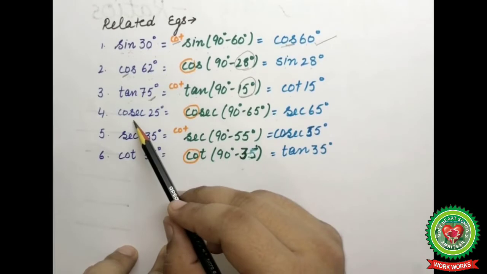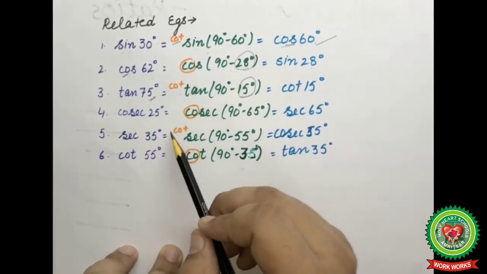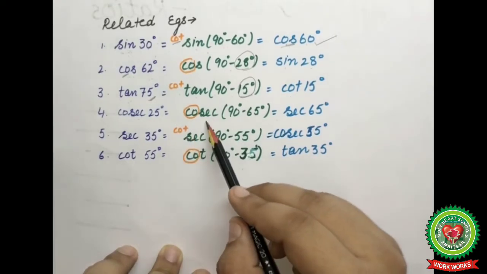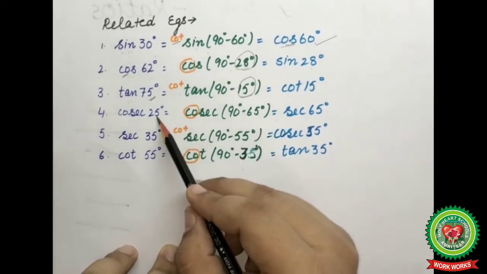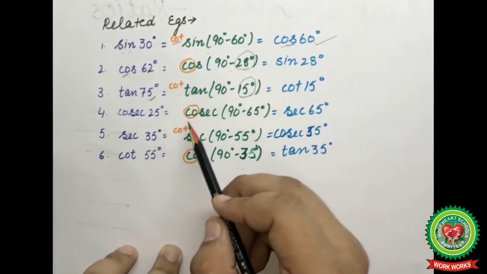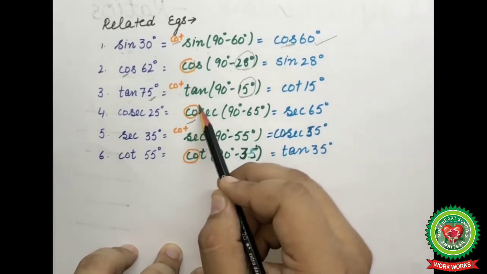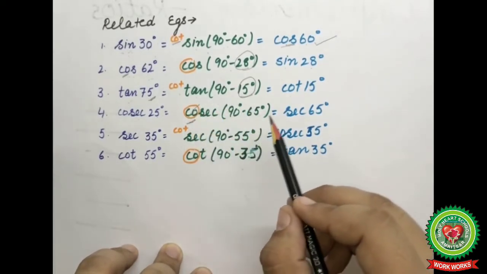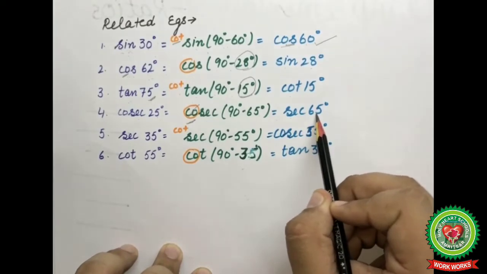The next example is of cosecant 25 degree, which will be equal to cosecant 90 degree minus 65 degree. That is the complement of 25. Now in this given T ratio, co-word is there. So we are going to remove this co-word. So we will be getting the answer as secant 65 degree.